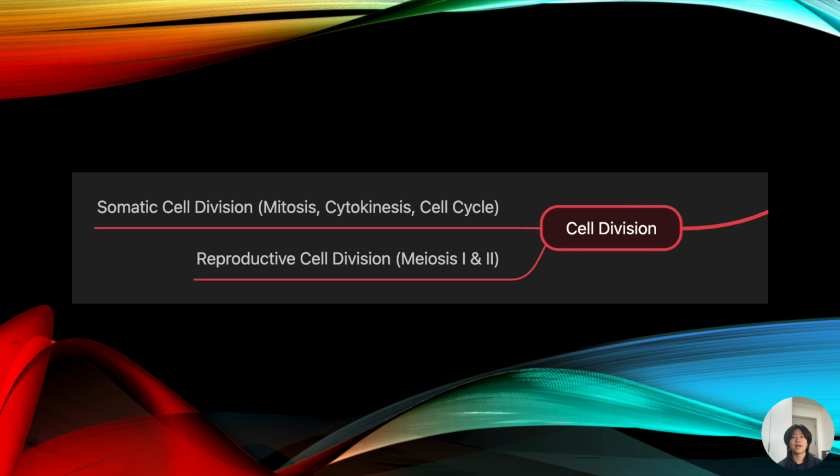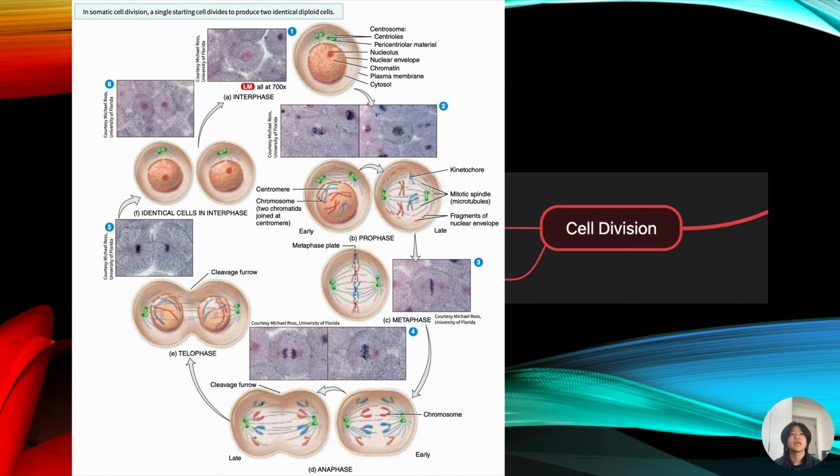So now let's talk about the 2 types of cell divisions. These are key mechanisms that allow cells to grow in size, replicate in number, and also produce the reproductive cells that are essential for creating offspring. First, let's look at somatic cell division, which is the division of our body cells. We have what is called the cell cycle.